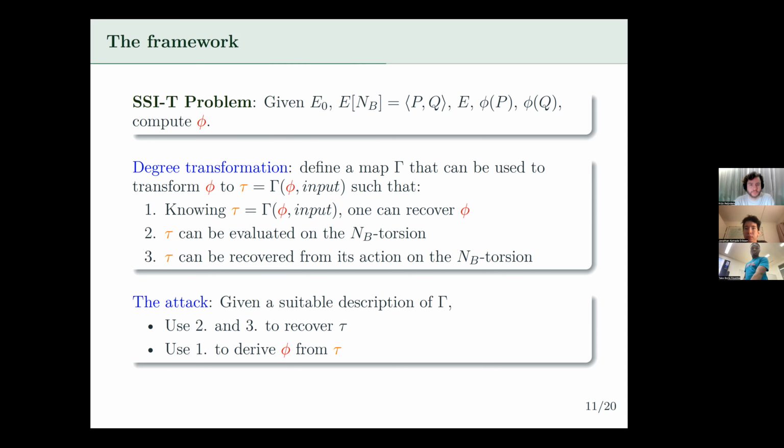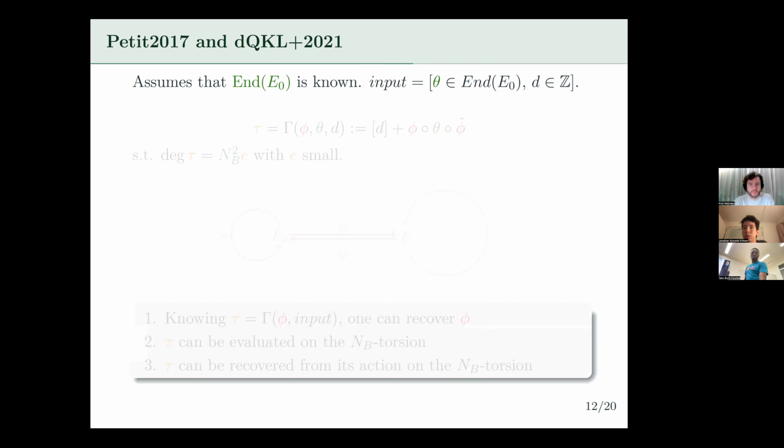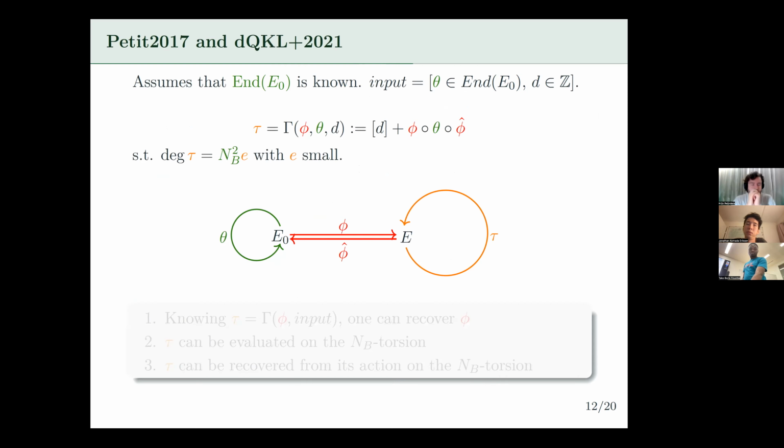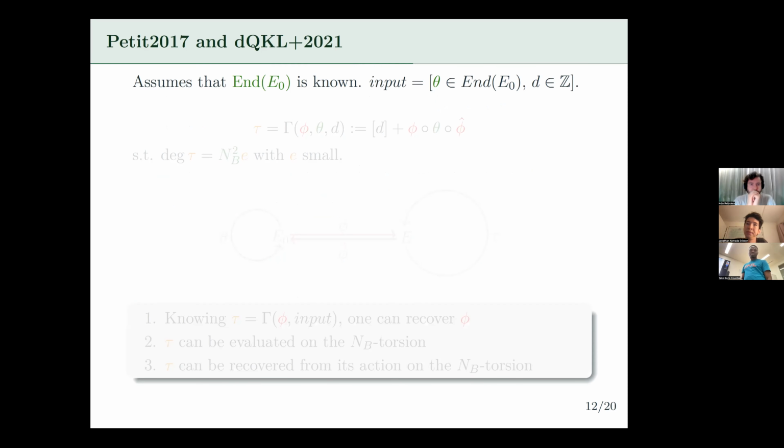So how does this work in the case of Petit's attack and improvement? What is the gamma that you use here? In Petit's attack, you assume that you know the endomorphism ring of the starting curve, and your input, recall that we had this phi and some other input that you give to your gamma. So here, your input is theta, which is a special endomorphism of the starting curve E0, because here you are assuming that you know the endomorphism ring, and some integer d.